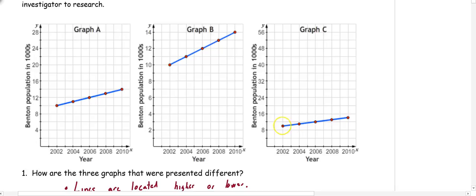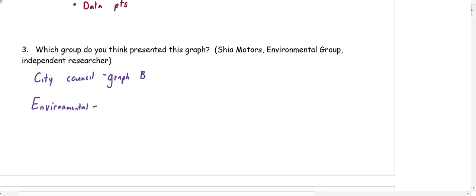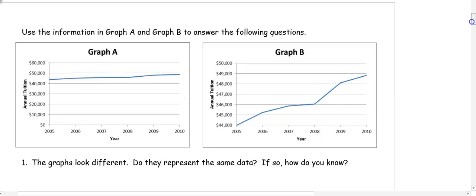So if we look at C, we see a really slow increase. So C is probably the environmental group showing there's not a big population here. You want to stay away from here. So this is graph C, which means that the researcher would be graph A because graph A looked kind of like a neutral graph.